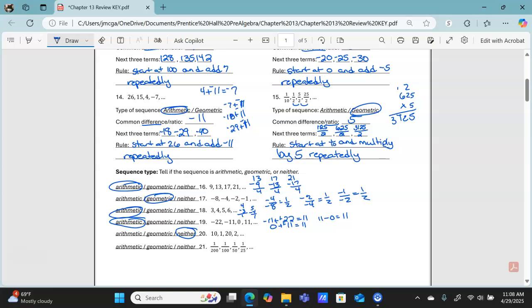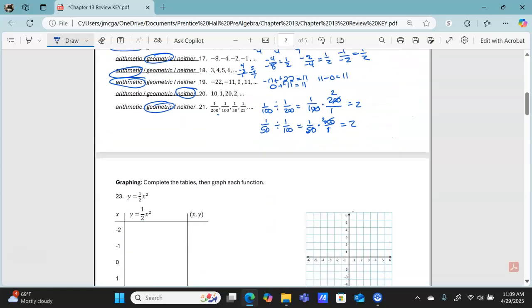Here, pretty sure this is geometric, but let's check. One term divided by the term before it. So 1 over 100 times 200 over 1. The zeros would drop. 100 will go into 200 2 times. 1/50th divided by 1 over 100. Invert and multiply. 50 will go into 100 2 times. So yes, this is a geometric sequence with a common ratio of 2.